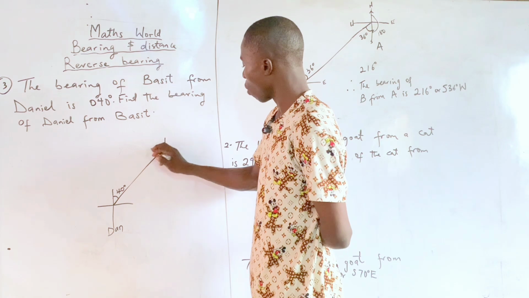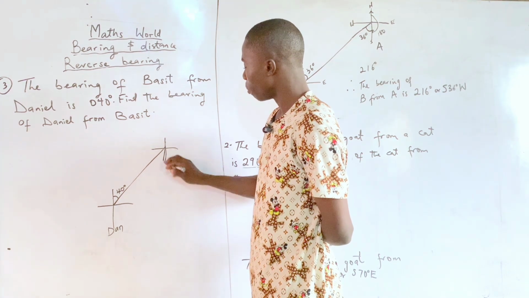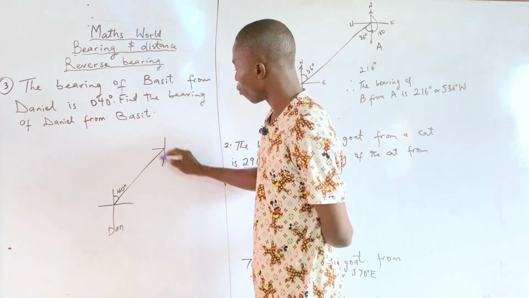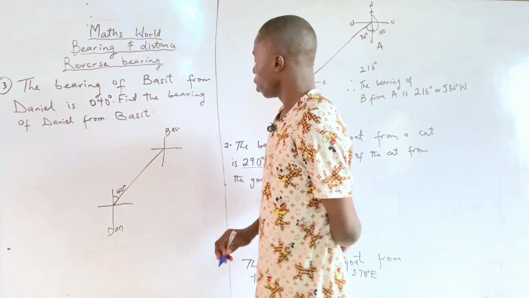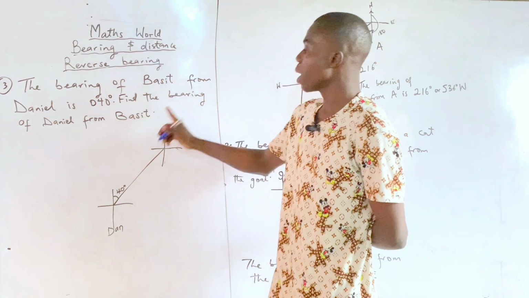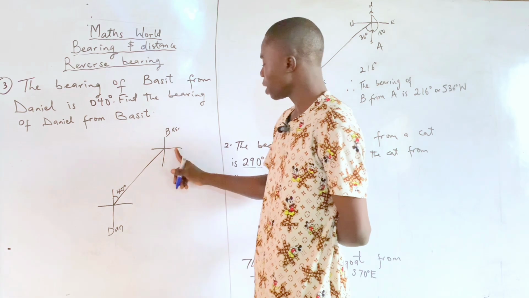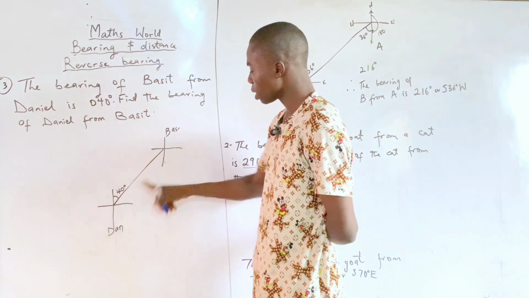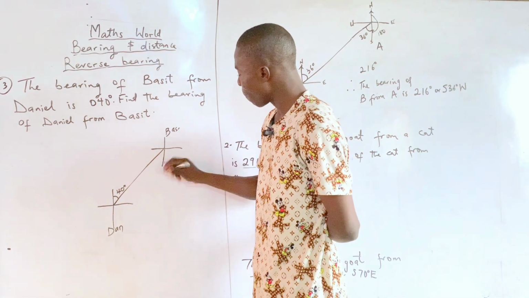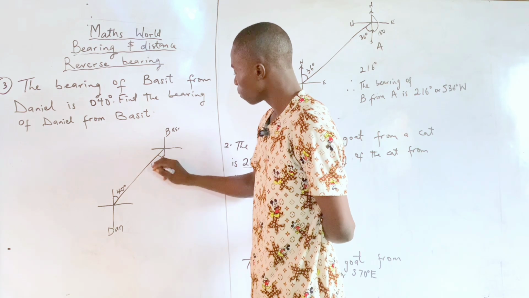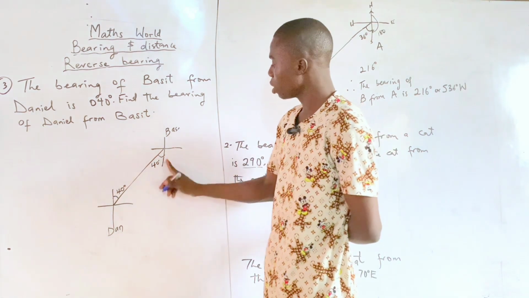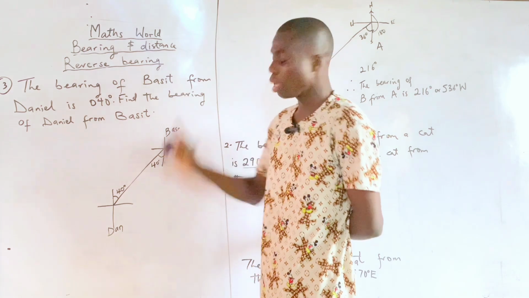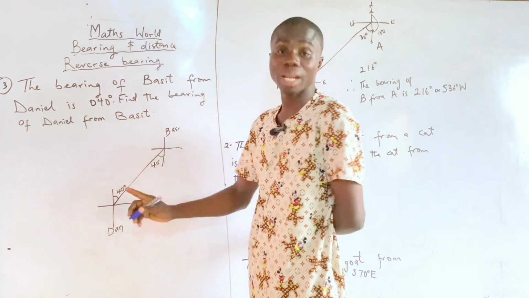So we draw the second one for Basit. So Basit is the owner of this one now. Okay, next I find the bearing of Daniel from Basit. What will now be the bearing of Daniel from Basit? If this place is 40, the inner part here also will be 40. Remember, that is 40, alternate angles, because these are parallel lines. They go in line with each other. They are parallel to each other.